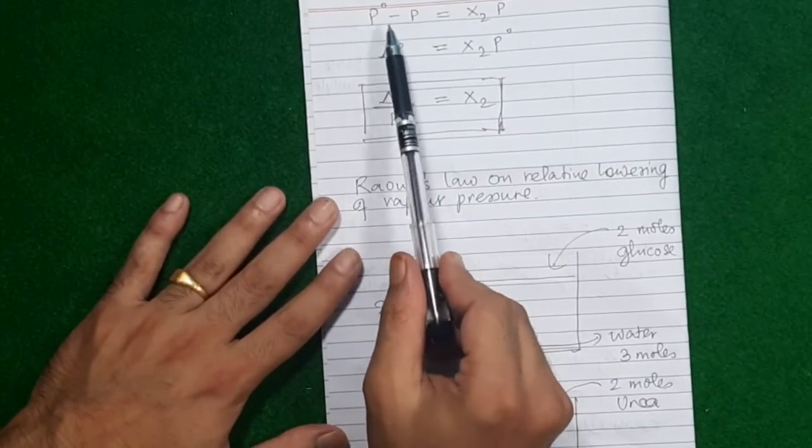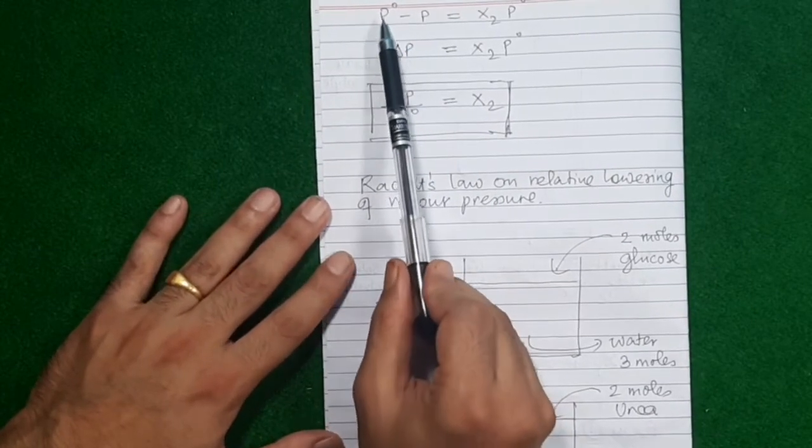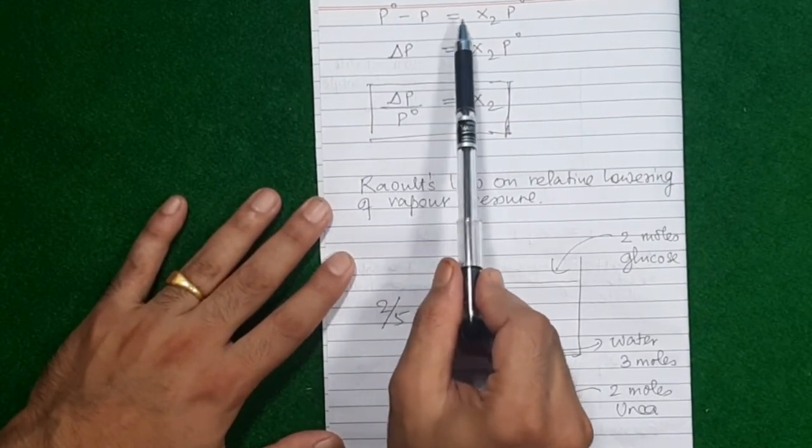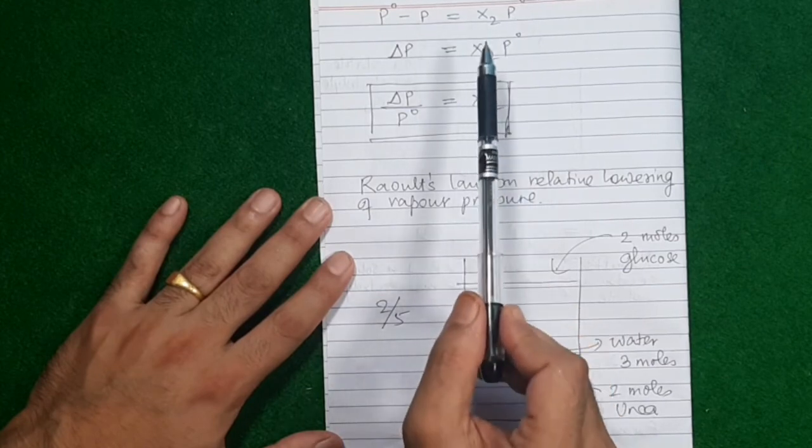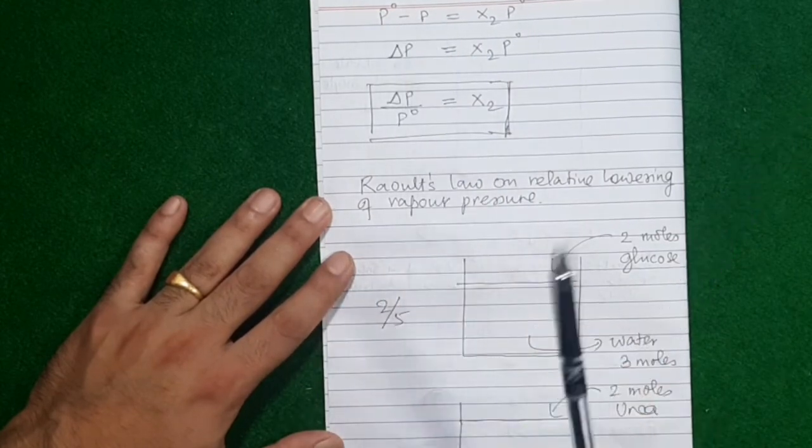So that's what I've done. I've multiplied both sides with minus. So I've got p degree minus p equals x2 into p degree. What is this p degree minus p?